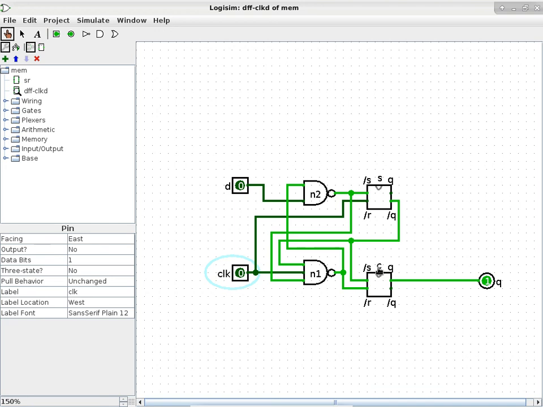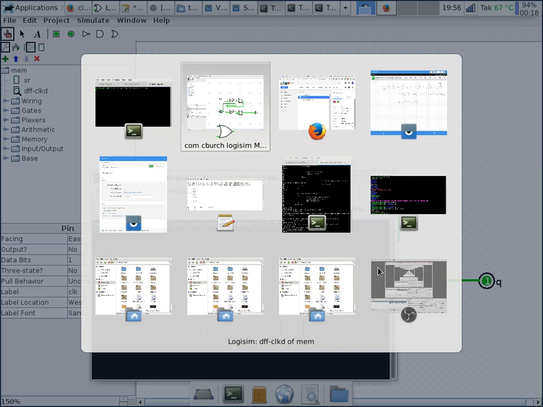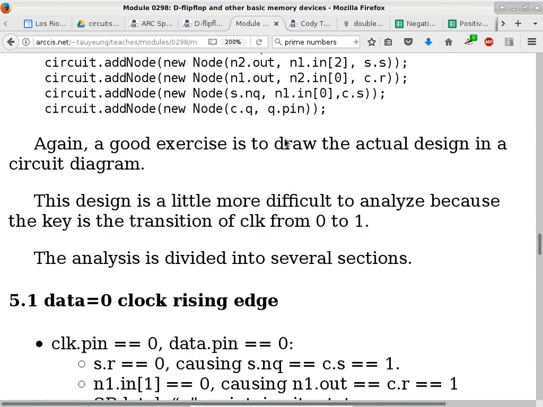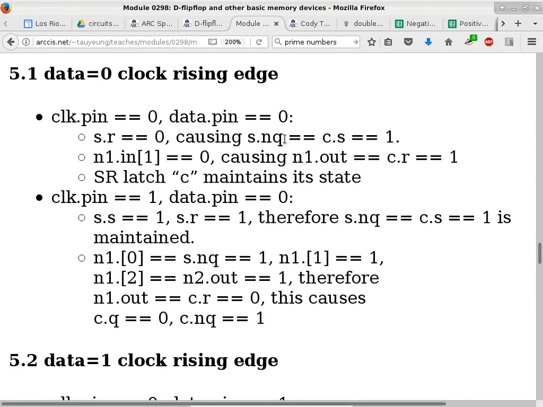Okay, so the analysis of this circuit is a little bit hairy, but it is presented nonetheless. I have done the analysis and presented it over here. The analysis is broken up into multiple sections. The first section talks about what if the data bit is a 0, or D pin is a 0, and we are looking at a rising edge clock. Rising edge means the clock is going from 0 to 1.